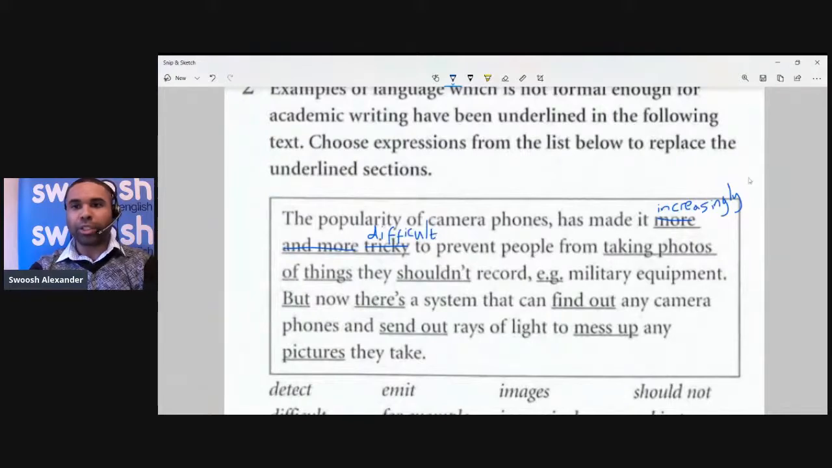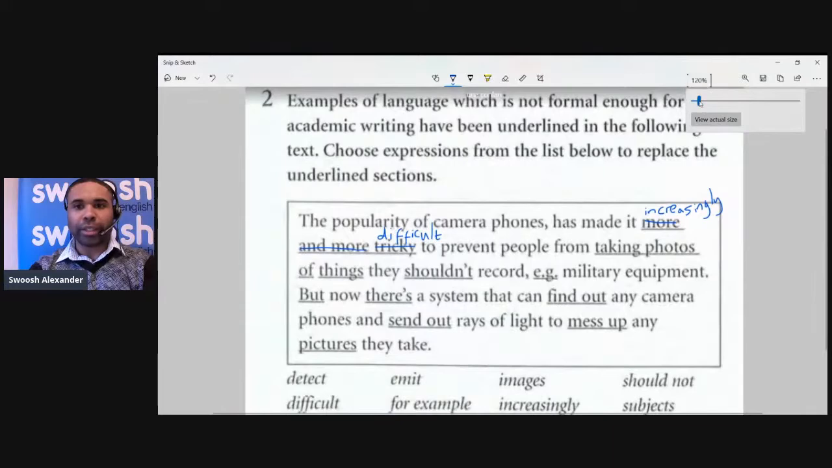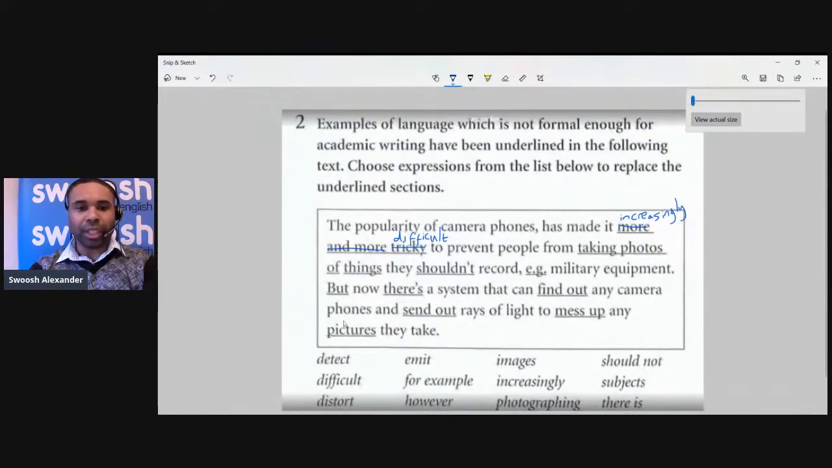Okay, let's just make it smaller for a moment just so we can check the options that we have. We've got increasingly here, so we can just eliminate this option. And difficult as well, we can eliminate that. So that's the first one. Moving on to the next example.